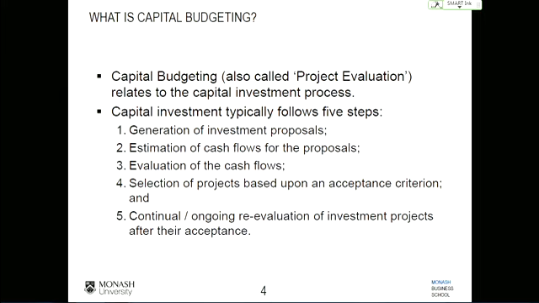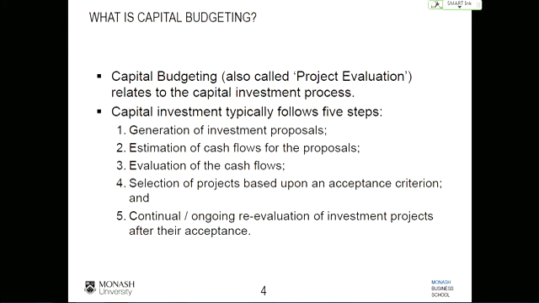Okay? So what would be the capital budgeting process? Here, as you can see, we have 5 different steps. We need to generate the investment proposal, and then estimate the future cash flow of our proposal. And then we want to evaluate our cash flow in terms of the riskiness or the uncertainty related to our cash flow.